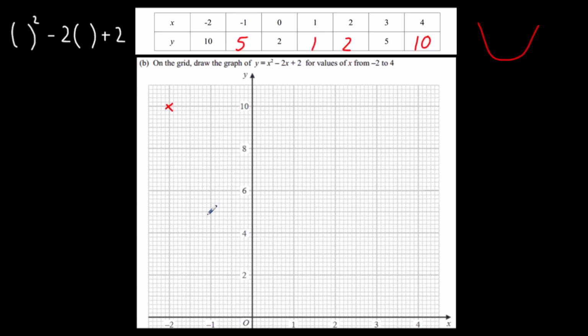-1, 5, 0, 2, 1, 1, 2, 2, 3, 5, and 4, 10. And we're just going to join them up with a curve. Not straight lines, because it's a quadratic graph. It's a curve. It's not made up of straight lines.